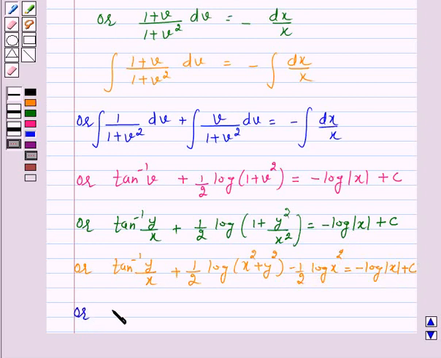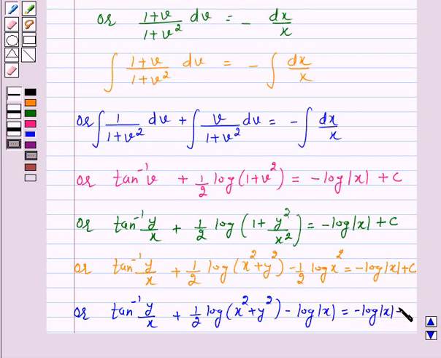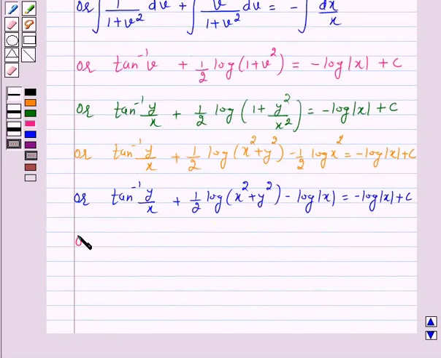or tan inverse(y/x) + 1/2 log(x² + y²) - 2 times 1/2, that is -log|x|, is equal to -log|x| + c, or tan inverse(y/x) + 1/2 log(x² + y²) = c. Let us give this equation as number 2. Now, this is a general solution of the given differential equation.